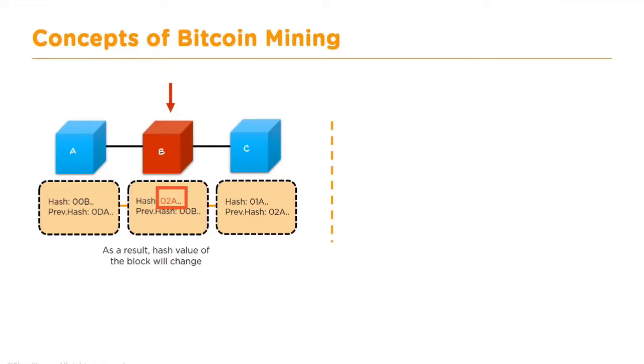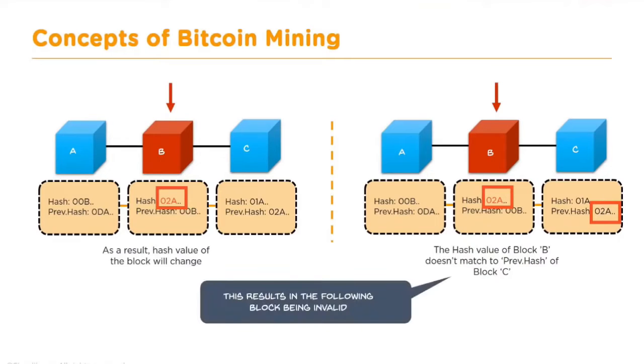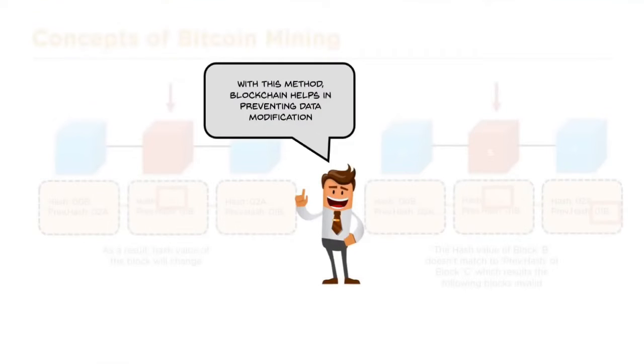Basically, the blocks ahead of block B will all get delinked because the previous hash value of block C will not remain valid. So in order for the hacker to make the entire blockchain valid for the block B which he has changed, he has to change the hash value of all the blocks ahead of block B, which will require a huge amount of computing power, which will be next to impossible. So as you see, this results in the following blocks being invalid. With this, the blockchain makes sure that the entire sequence remains non-hackable and prevents data modification.